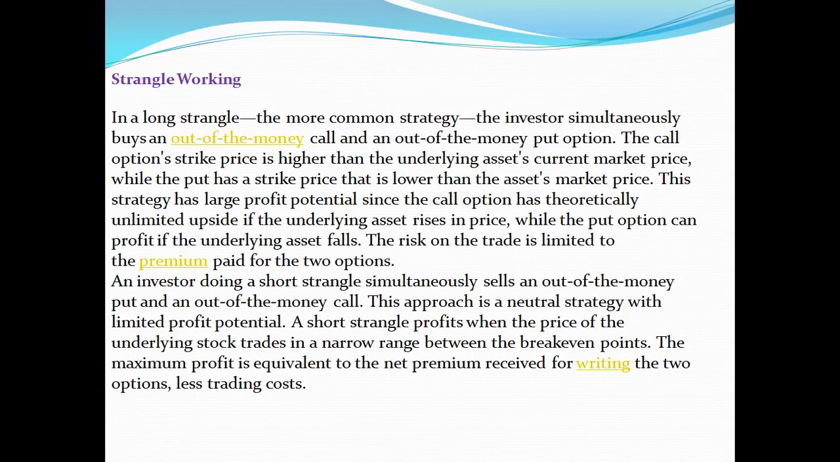An investor doing a short strangle similarly sells an out of the money put and an out of the money call. This approach is a neutral strategy with limited profit potential. A short strangle profits when the price of the underlying stock trades in a narrow range between the break-even points. The maximum profit is equivalent to the net premium received for writing the two options less trading costs.